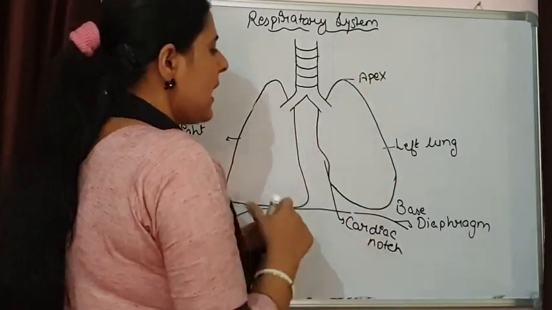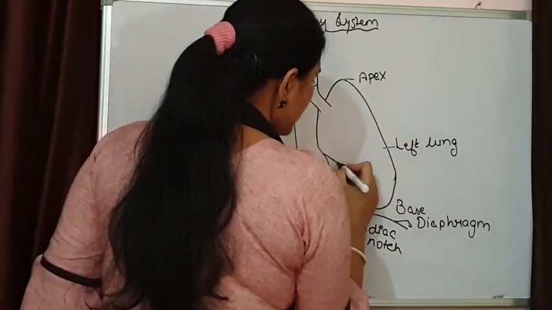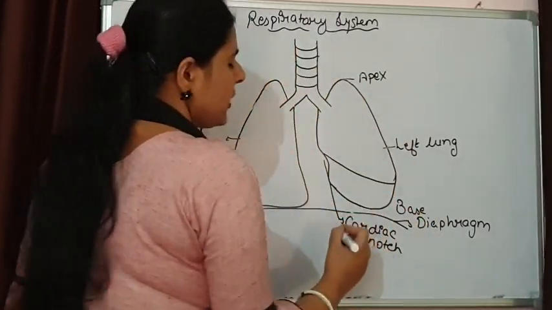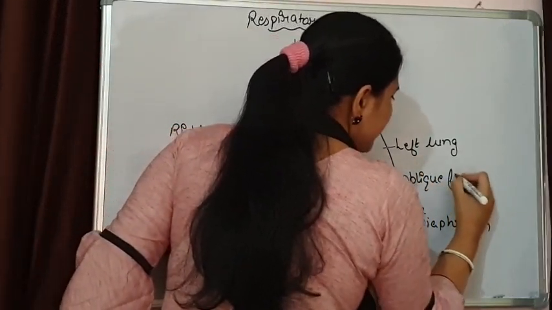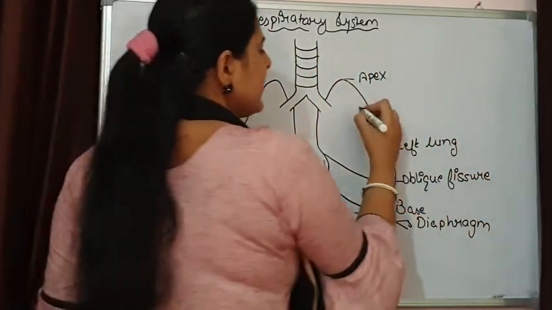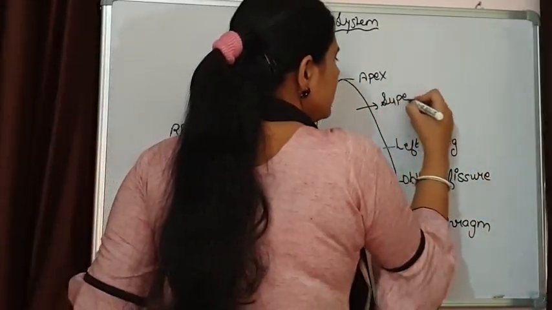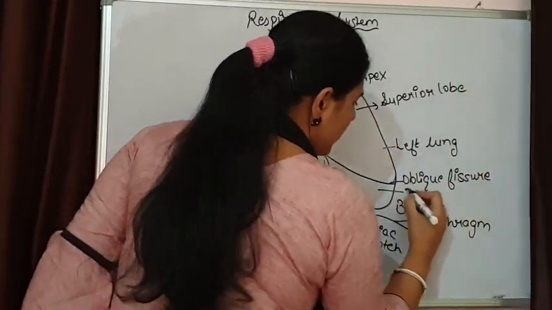Now these lungs are divided into different lobes. There are various fissures that divide them into different lobes. This is an oblique fissure, and this oblique fissure is going to divide our left lung into two lobes, that is the superior lobe and the inferior lobe.